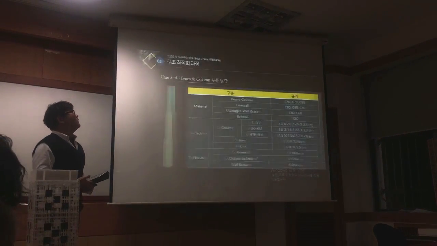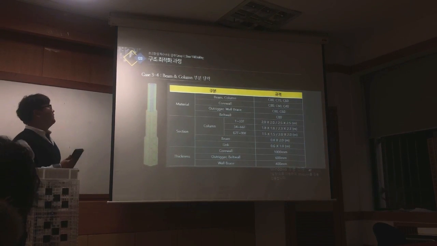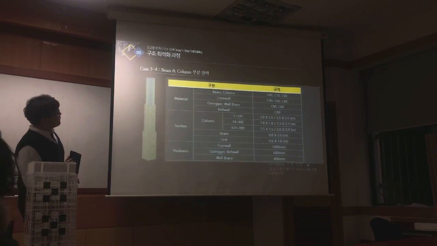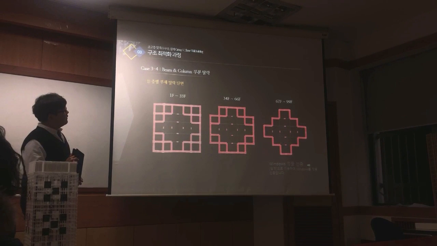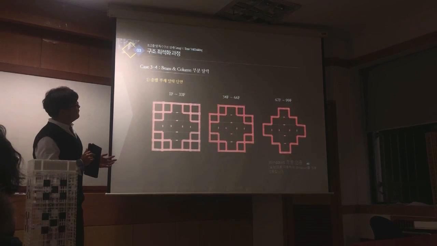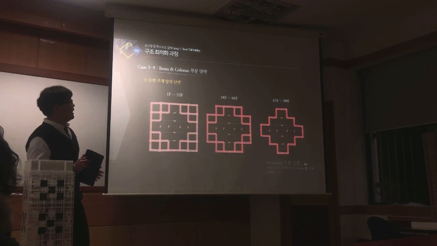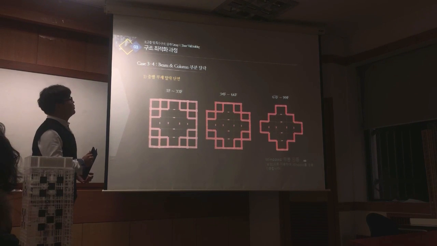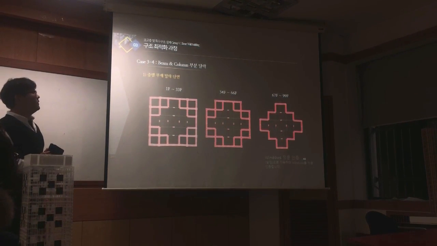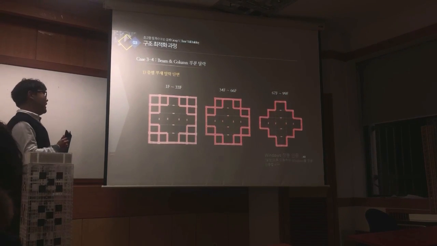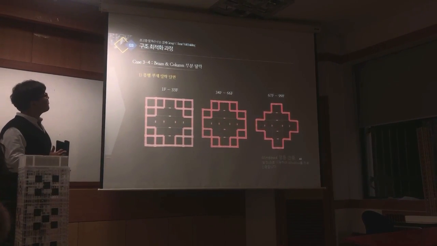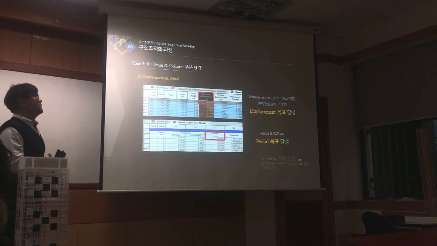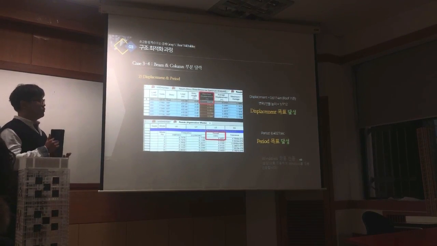So we decided to again leave out the beams and columns. There's a big difference in 67 to 99 levels, because previously levels 64 up to 99 were the same shape, but now it's a different shape than before. And then we succeeded. Displacement reached our goals, and period also reached our goals.